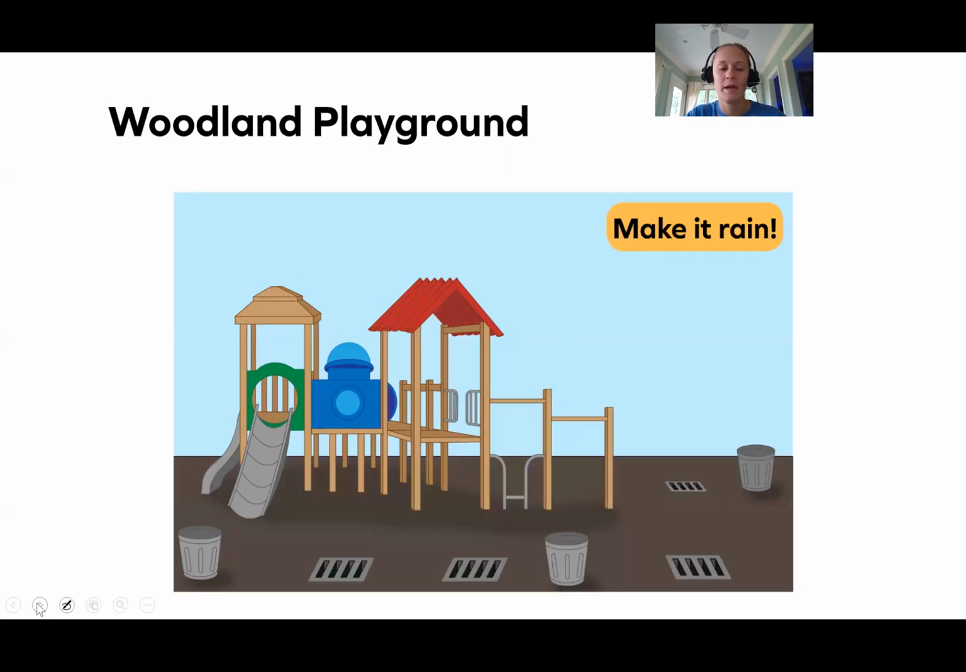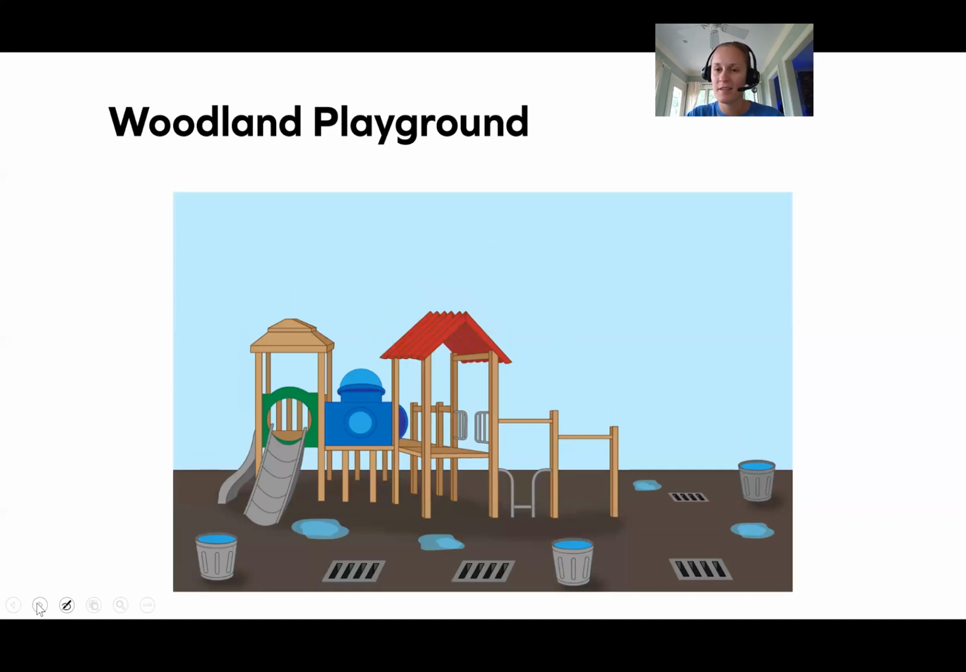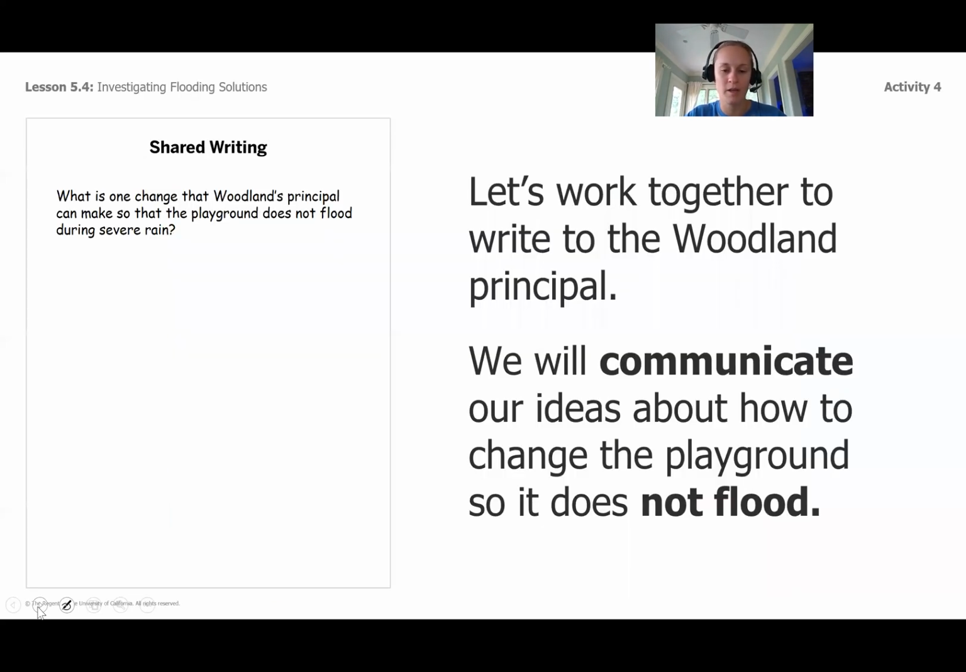Okay, let's see what happens if we add drains. Oh, that's a lot better, isn't it? That did seem to solve the flooding problem. Okay, it looks like the water got to go down the drains instead of just sitting on top. So that would help prepare for the floods.